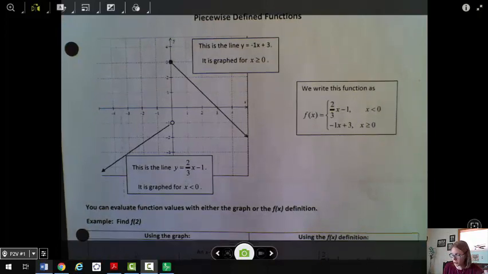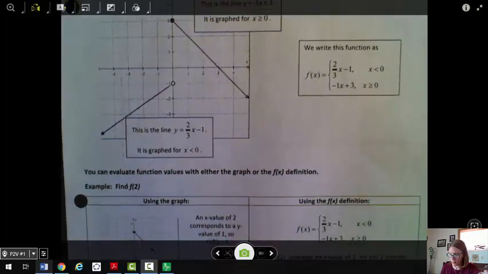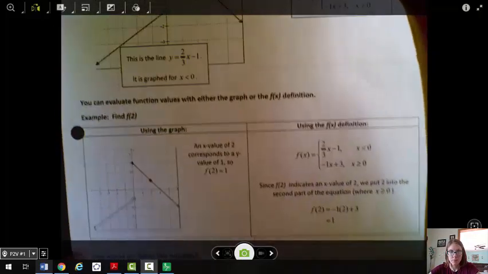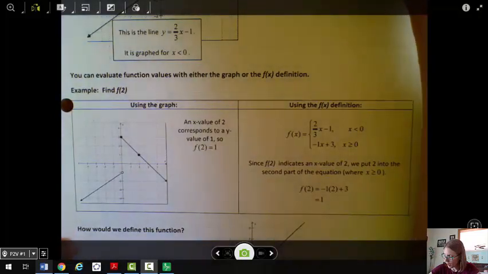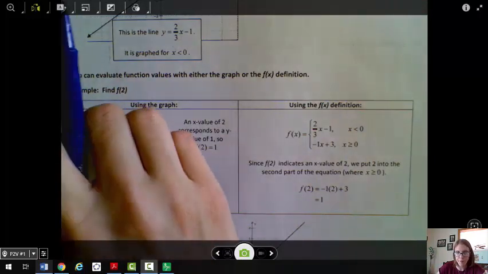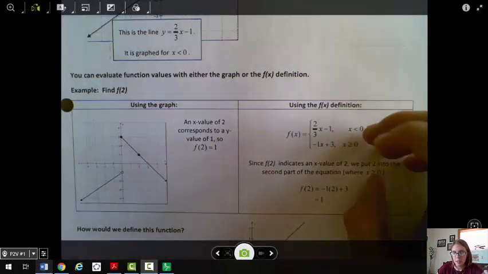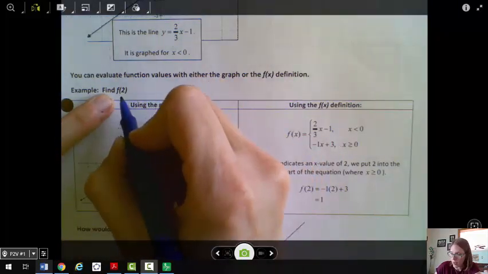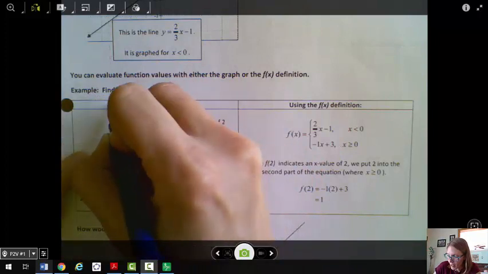All right, so we're going to go through just a couple things on this note sheet together, and you'll have some of this note sheet to do for homework for tomorrow, and then something else to do for the next day. So looking at piecewise functions a little bit more. We can evaluate functions either from the graph or from the equation. So if I'm finding f of 2, remember that whatever is inside the parentheses here is your x value.